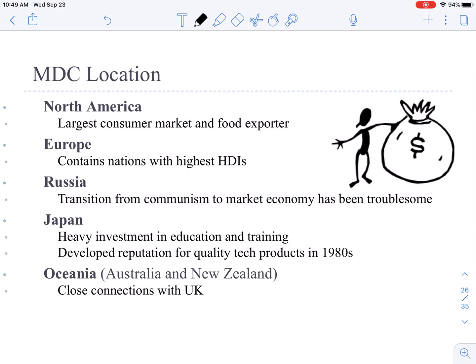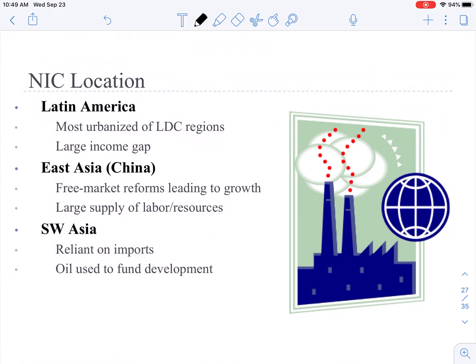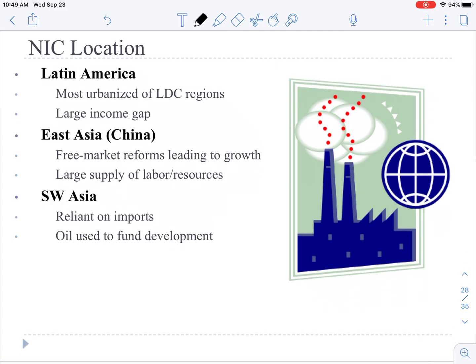As you've watched the slides and seen me circle things on the map, I referred to MDCs quite a bit as being in North America, Europe, Russia, Japan, and Oceania. And you can see some reasons why. Newly industrialized countries are found in Latin America, East Asia, and Southwest Asia. Again, reasons are listed there, and I have a few images to go along with that.